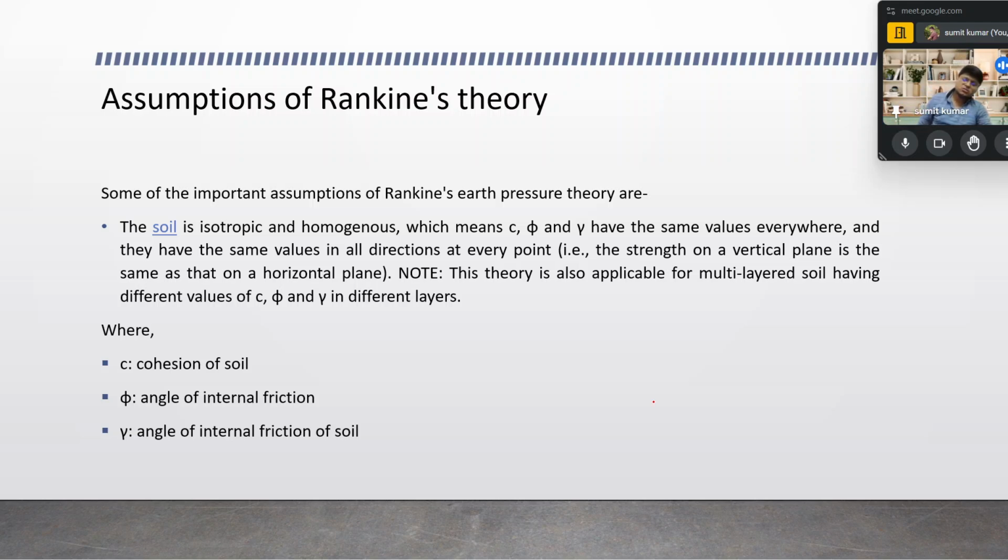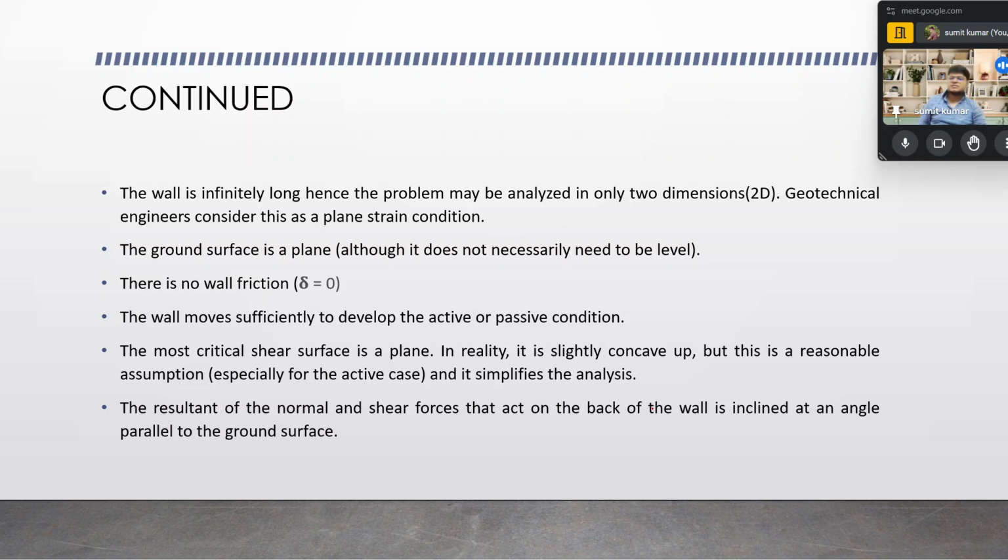Okay. Now when we are talking about the assumptions, some more assumptions are also there. The wall is infinitely long, hence the problem may be analyzed in only two dimensions. Geotechnical engineers consider this as a plane strain condition. The ground surface is a plane, although it does not necessarily need to be level. There is no wall friction. The wall moves sufficiently to develop the active or the passive condition. The most critical shear surface is a plane.